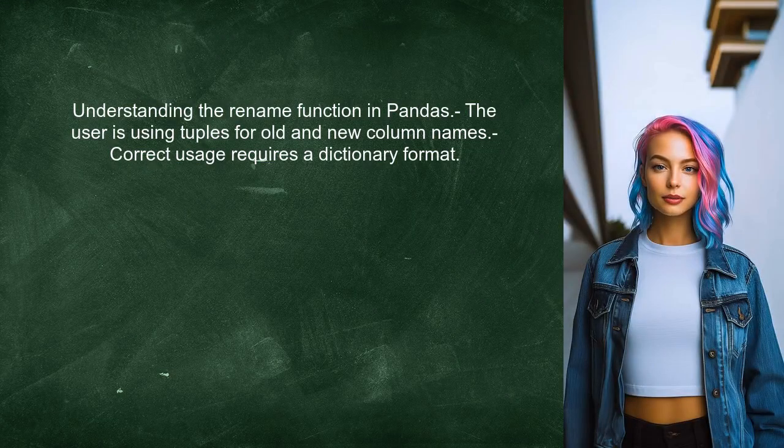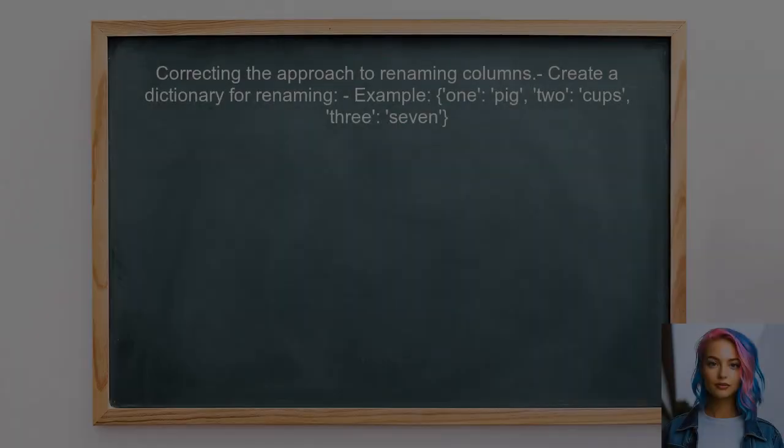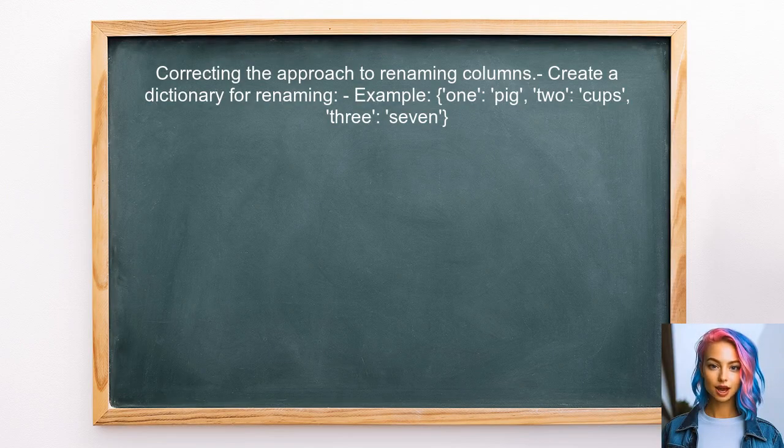To address the user's issue with renaming columns in a Pandas data frame, we first need to understand how the rename function works. The user is currently using a tuple for both old and new column names, which is not the correct approach. Instead of using tuples, the user should create a dictionary where the keys are the current column names and the values are the new names. This way, Pandas can correctly map the old names to the new ones.